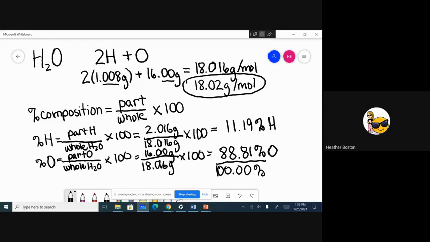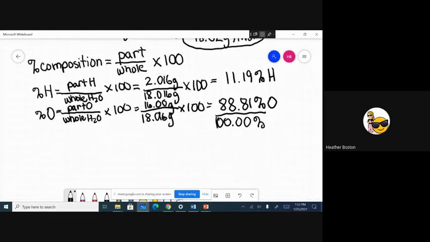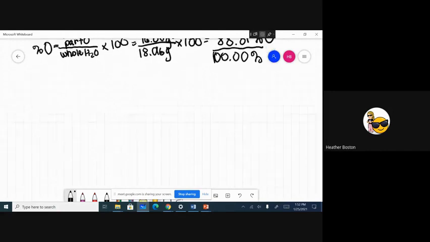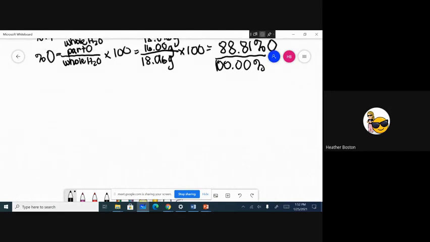You guys have probably been doing percents and stuff like this in math class for forever, right? Okay, I'm going to do one more example that has 3 elements in it, and then I'm going to see where that takes you.